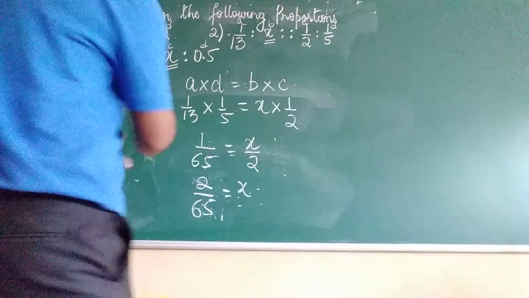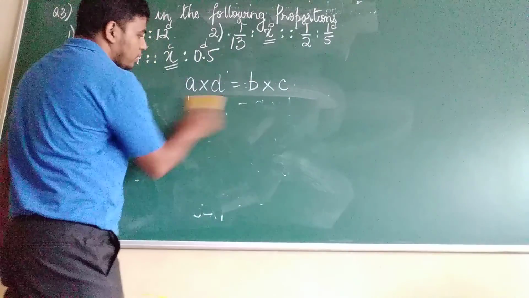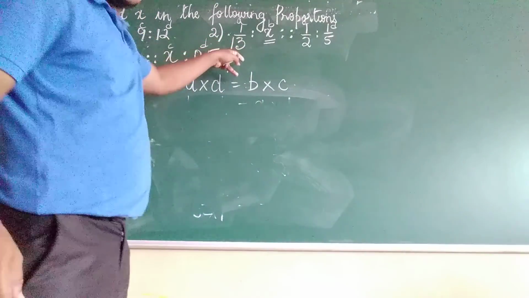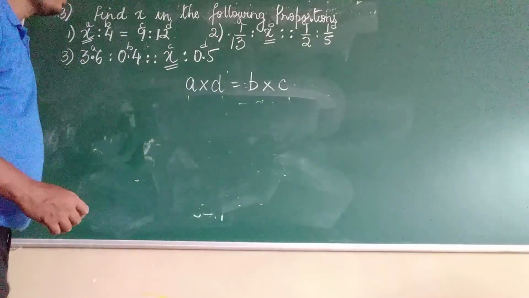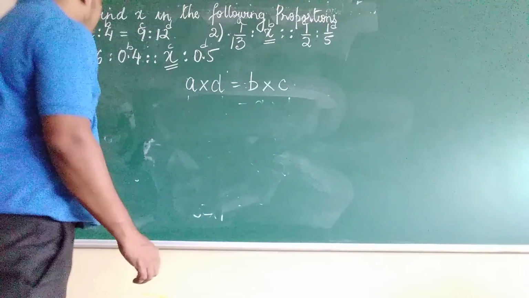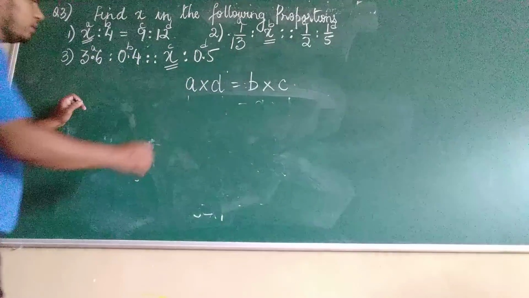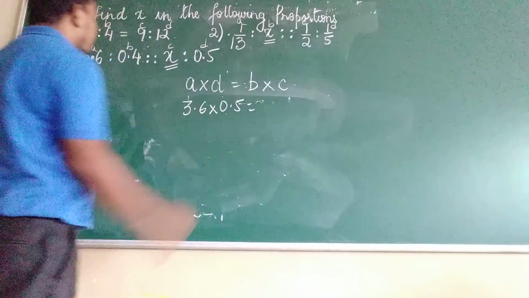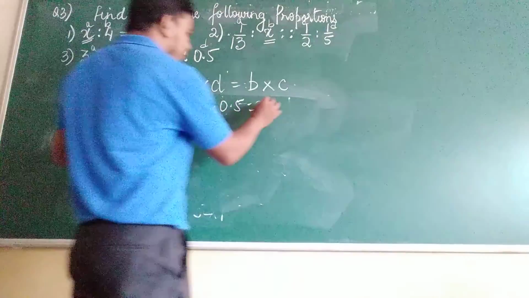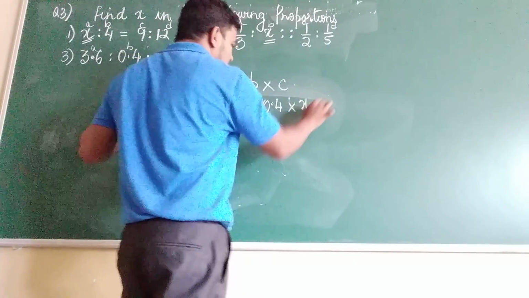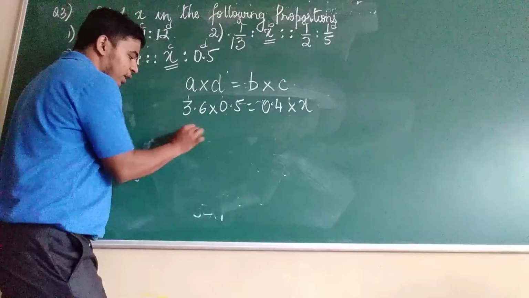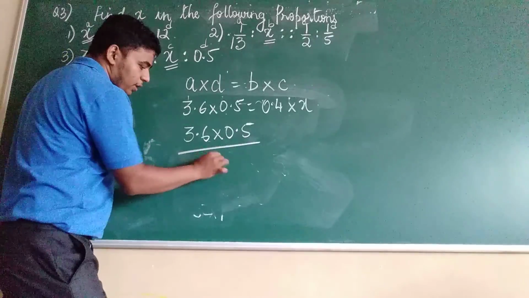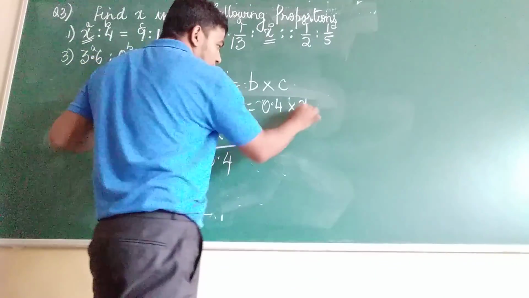Let's do the last one from this. Okay. Now the mistake, if it was 1 by 3, the answer would have been different, and if it is 1 by 13, it is 2 by 65. Now the third one, A into D will be 3.6 into 0.5 will be equal to B into C. B is 0.4 and C is x. So this also we can do the same way, 3.6 into 0.5, 0.4 will come down, is equal to x remains here.